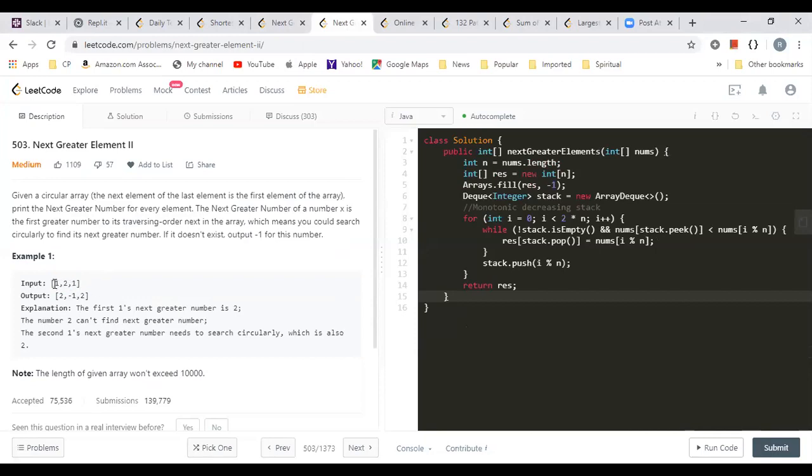So for 1, the next greater element is 2. For 2, there is no element actually, so it will be -1. And for 1, it's not ending here. That's the thing. It will continue to roll. So it's circular. So after 1, you will start looking to the leftmost guy. Then you will look into the next guy towards right. And again, we have a value which is greater than it. So it's 2. So that's the solution.